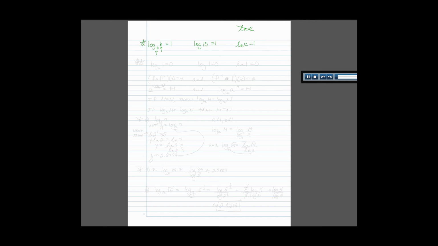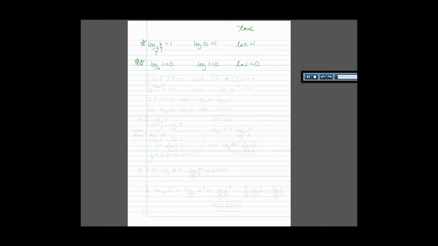So that's one conclusion. The second conclusion is when the result is 1. So if you have log base B of 1, that's equal to 0. So log base 10 of 1 is 0. And ln of 1 is 0.